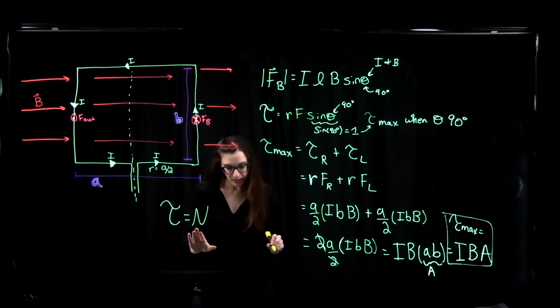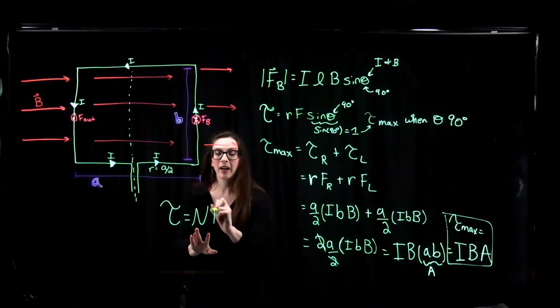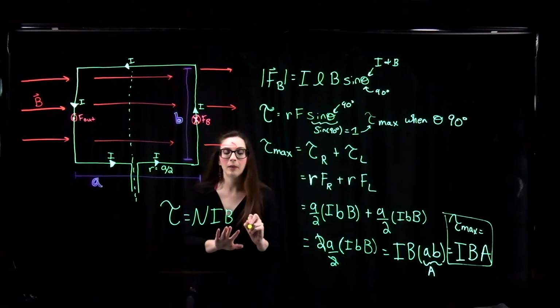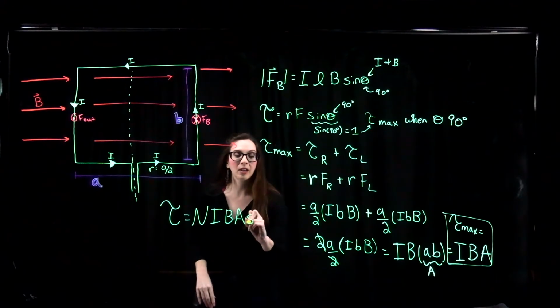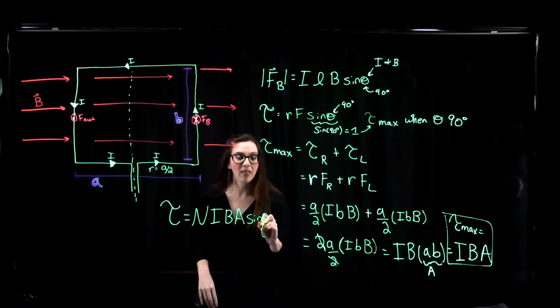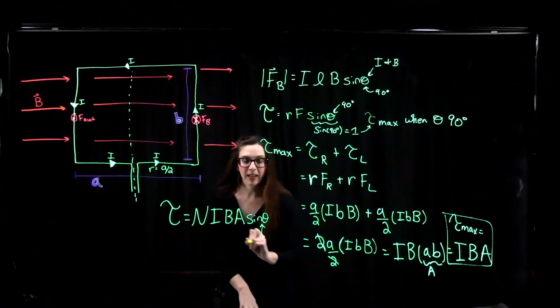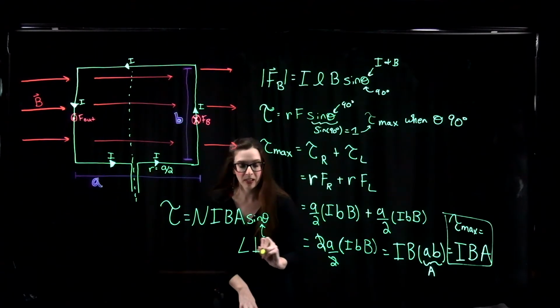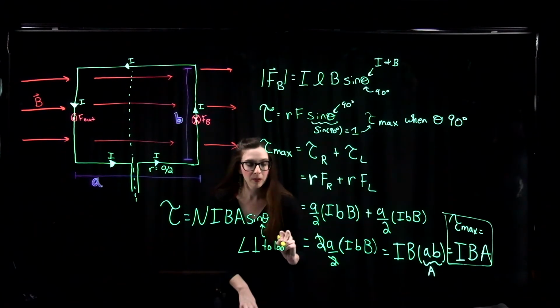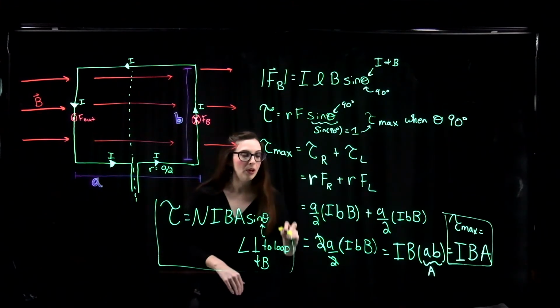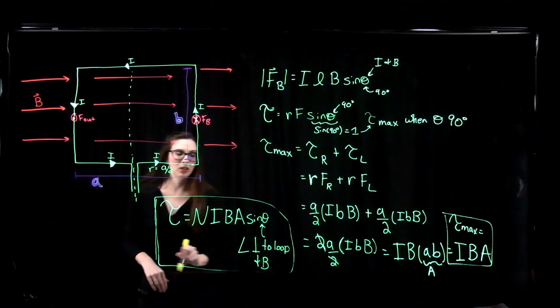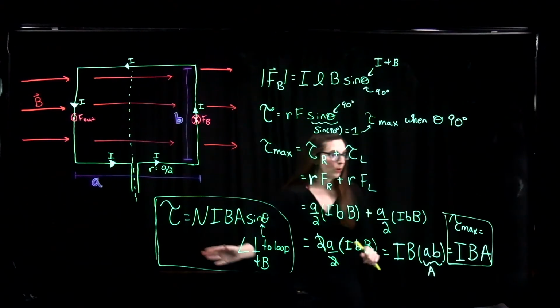So the torque will be N times I B, the current times the magnetic field strength, times the area of your loop, times sine theta. Okay, and this angle theta is the angle between the perpendicular to the loop and the magnetic field. And so this is a more general description of how we can find the torque.